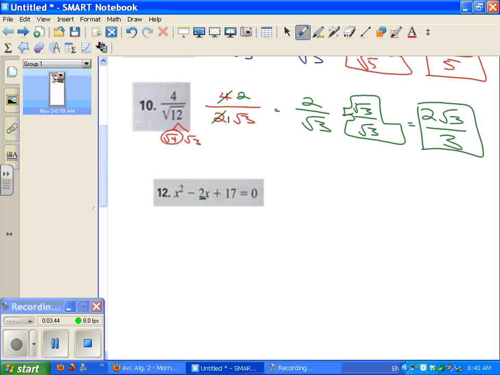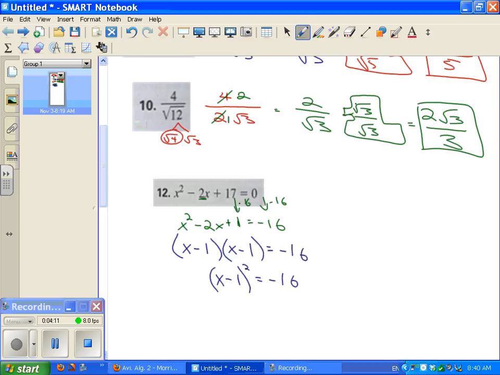I would have to take this one, half it, 1, square it, still 1. So I would want this to be a 1. So I'd have x squared minus 2x plus 1. How did I get from here to here? So I'd have to subtract 16 over here as well. All right, now will this factor? Yeah. To x minus 1, otherwise known as x minus 1 squared, and it's still equaling negative 16.